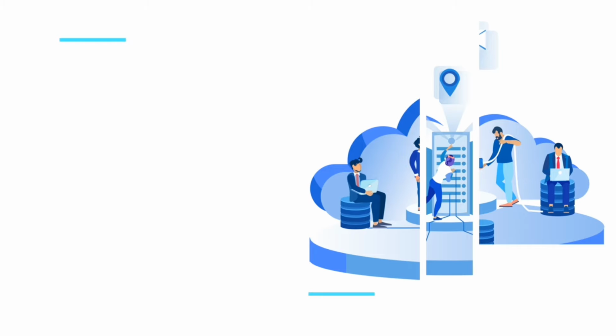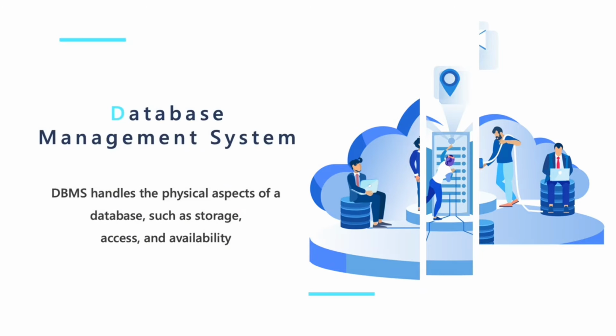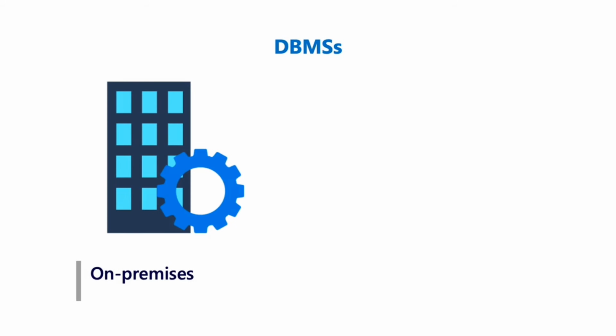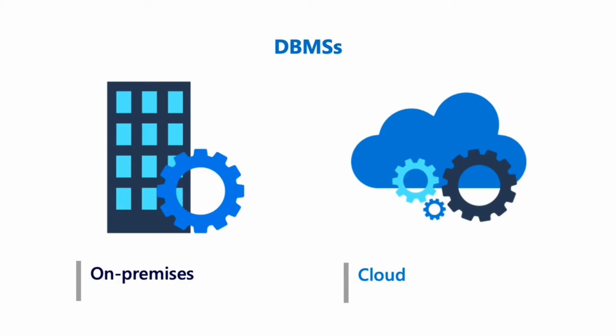Databases are managed using a database management system, or a DBMS for short. The DBMS handles the physical aspects of a database, such as where and how it's stored, who can access it, and how to ensure that it's available when required. Many organizations depend on the information stored in their databases to help make critical business decisions. In the past, these organizations ran their DBMSs on premises. However, this approach requires the organization to maintain its own hardware infrastructure. Therefore, an increasing number of businesses are migrating their databases to the cloud, where the costs of configuring and maintaining the infrastructure are highly reduced.